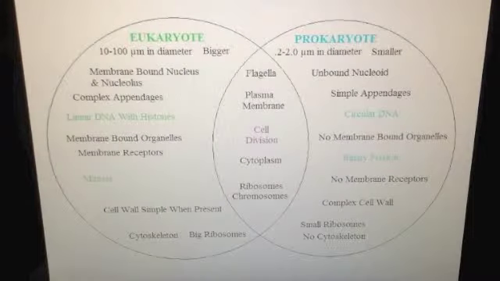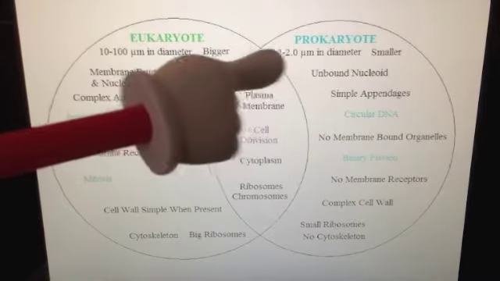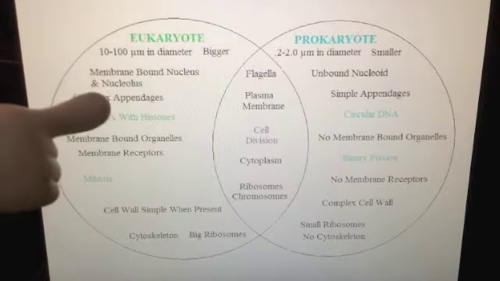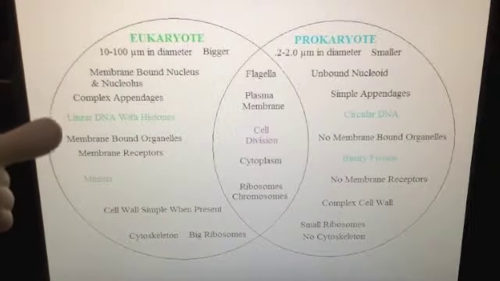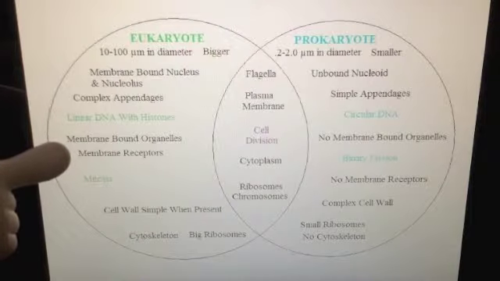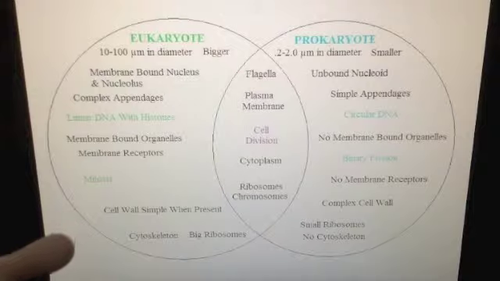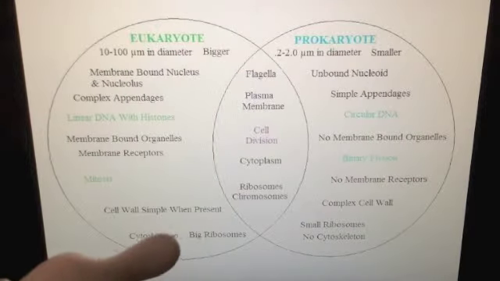Here are some similarities and differences between eukaryotic and prokaryotic cells. Eukaryotic cells are much bigger in comparison to prokaryotic cells if you look at the measurements. Eukaryotic cells have membrane-bound nuclei, complex appendages, linear DNA with histones, membrane-bound organelles, membrane receptors. It goes through mitosis. Cell wall is very simple when it is present. It has a cytoskeleton and big ribosomes.